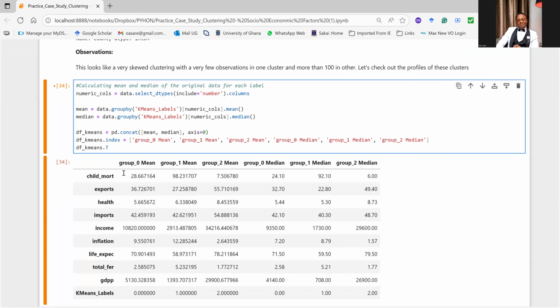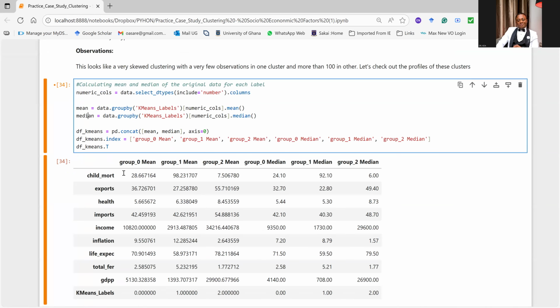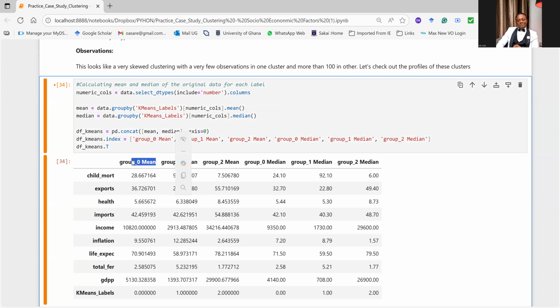What is going to happen is that it's now going to give us the mean for each cluster. So cluster 0 has got the mean, cluster 1 has got the mean, and cluster 2 has got the mean. And then cluster 0 has got a median, cluster 1 has got a median, and cluster 2 has got a median.